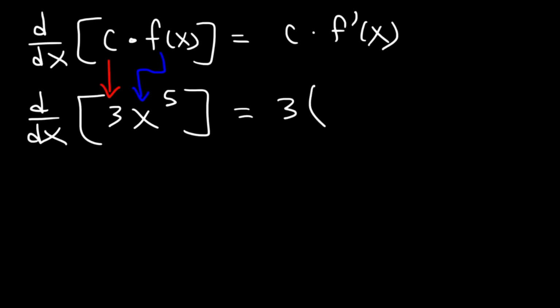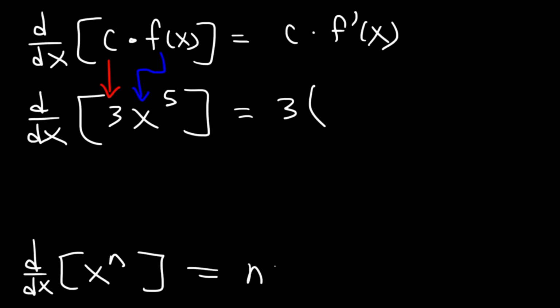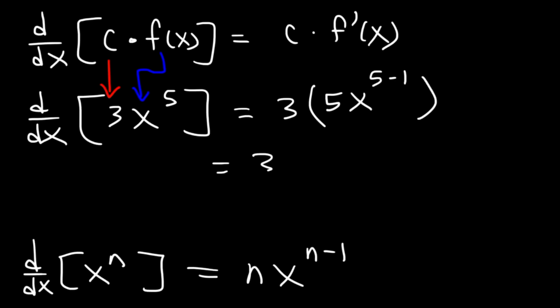3 is the constant times the derivative of x to the power of 5. To get the derivative of this function, let's use the previous rule, which is the power rule. The derivative of x to the power of n is equal to nx to the power of n minus 1. So the result will be 3 times 5x to the power of 5 minus 1, which equals 4.